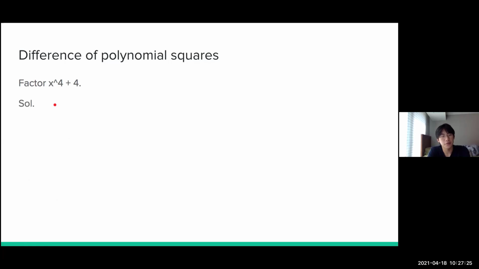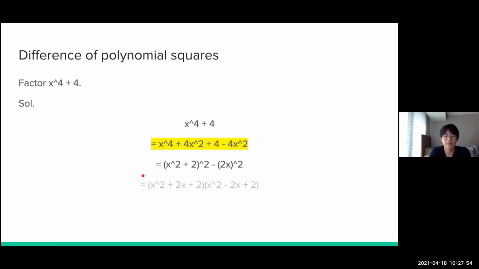But actually, we can solve it by this step. We note that x to the fourth plus 4 is actually x to the fourth plus 4x squared plus 4 minus 4x squared. So we just add 4x squared and subtract 4x squared. Now, what does this give us? This gives us a difference of polynomial squares, because this part is (x squared plus 2) squared, and this part is (2x) squared. Now, we've got that difference of squares that we wanted from the start, and that helps us factor it out pretty easily.